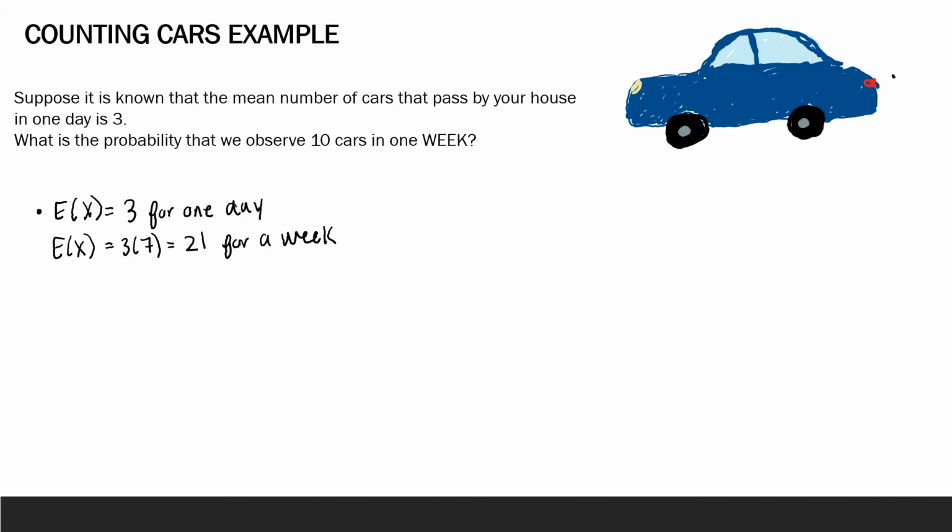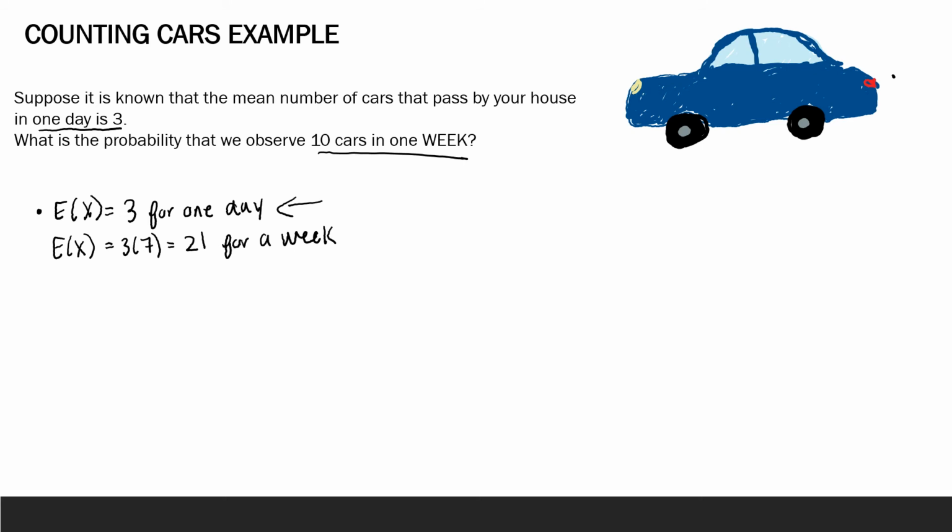So now we're ready to walk through an example to understand how the probability function works for the Poisson distribution. Let's return to our car watching example, where we are observing a car for 1 week. Let's say it is theoretically known that the mean number of cars that pass by your house in 1 day is 3. But we want to know the probability that we observe 10 cars in a week. First, we're given the mean for 1 day. But we need the mean for 1 week in order to use the probability function correctly.